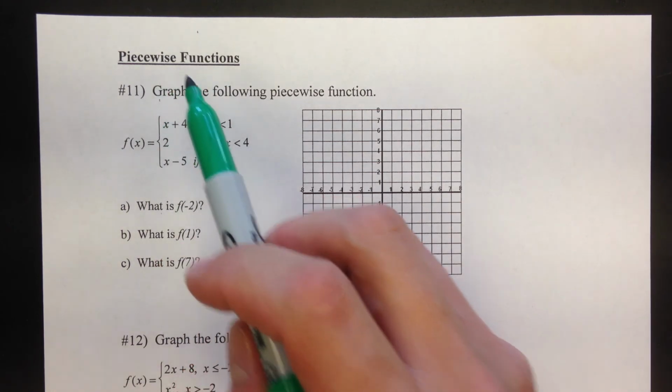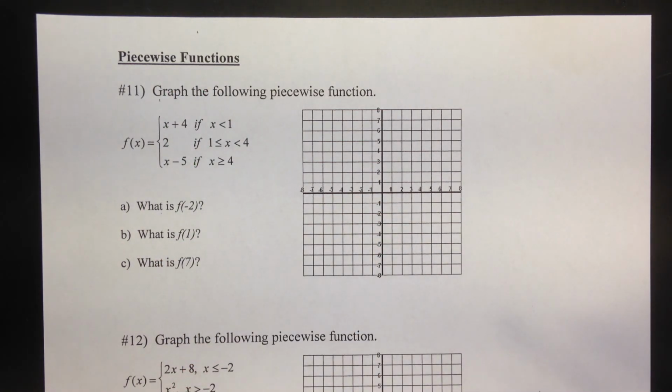Before we start, let me tell you your joke of the day. Why did the tomato blush? And the answer is because it saw the salad dressing.